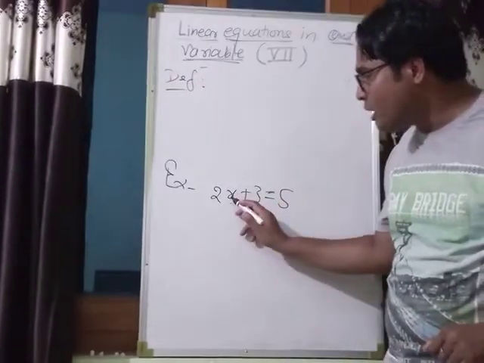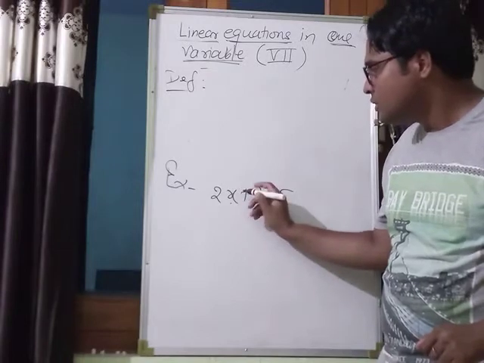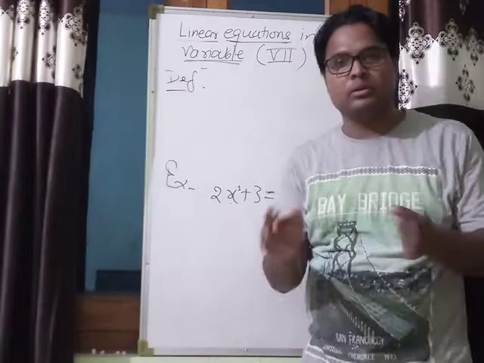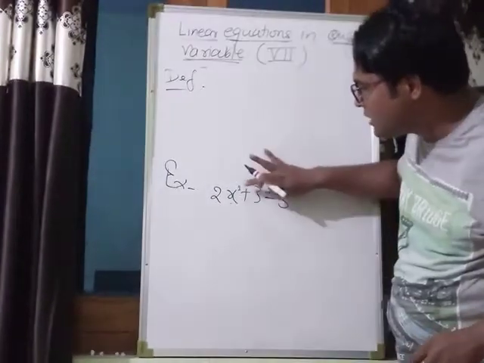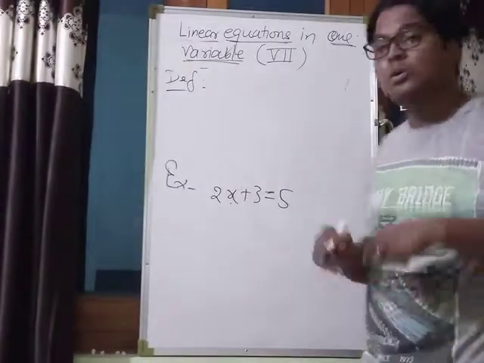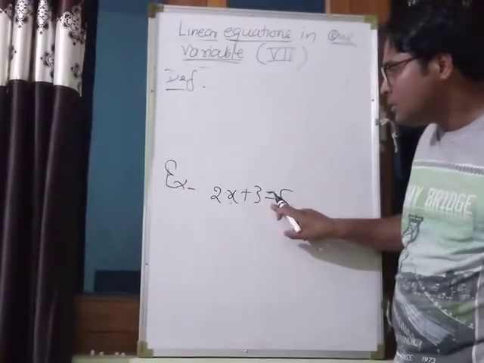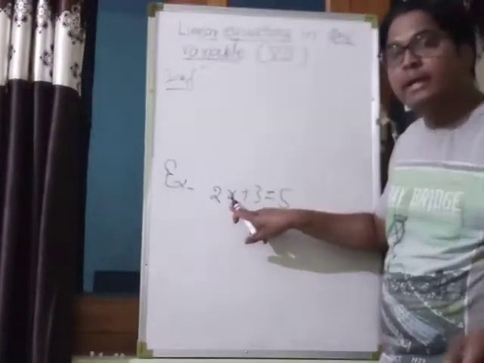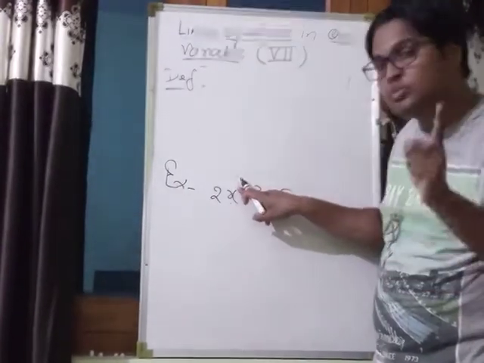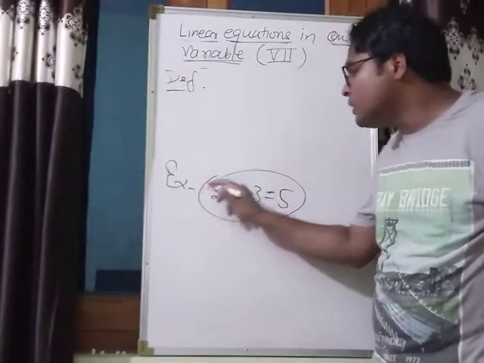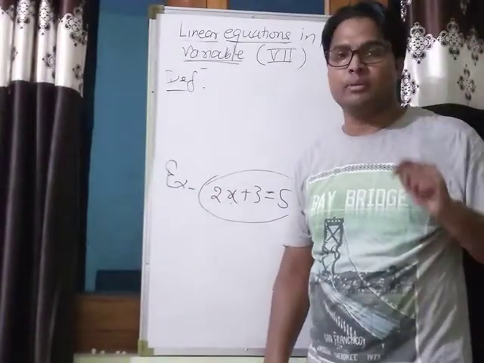What is the highest power of this variable? That is 1. Nothing is mentioned there, means highest power is 1. Okay? So this is an equation having one variable and its highest power of the variable is 1, means it is linear. So this is the example of linear equation in one variable.